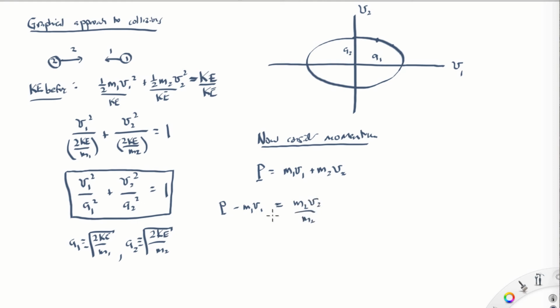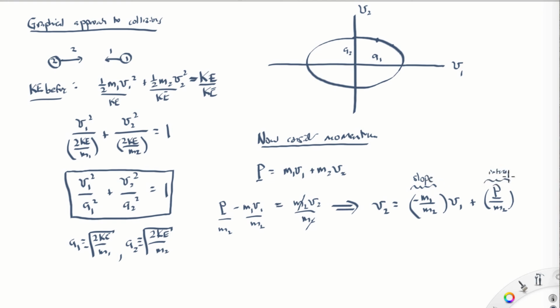And then let's divide everywhere through by mass 2. Then I'm going to rearrange this equation. These m2's cancel out, and you're left with v2. So this is the same as v2 equals negative m1 over m2 times v1 plus p over m2. Now notice that insofar as the masses are given and the initial momentum is given, this is the equation of a straight line. So v2 equals, this would be the slope of the straight line, and this would be the intercept. I guess we'd call it the v2 intercept.